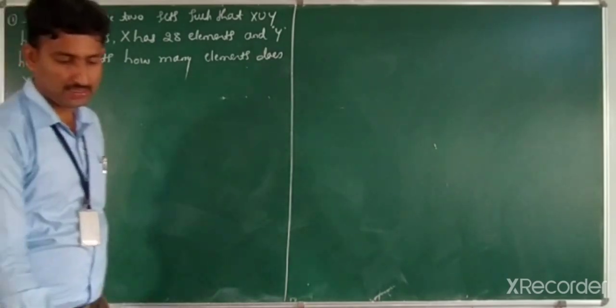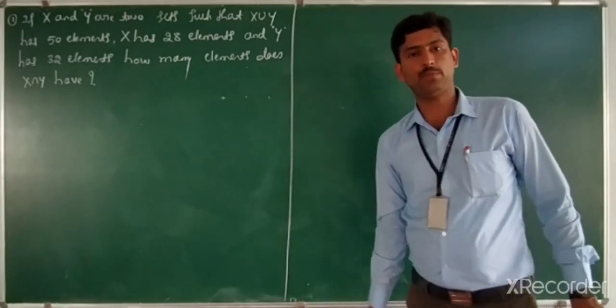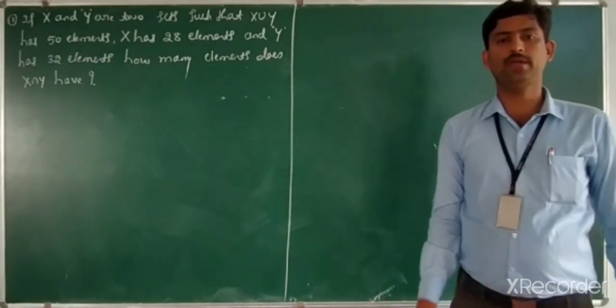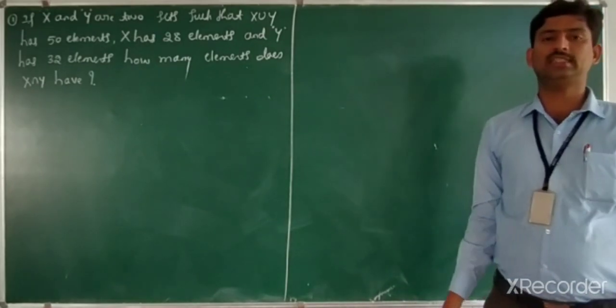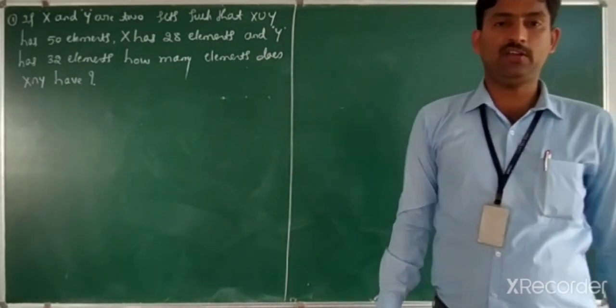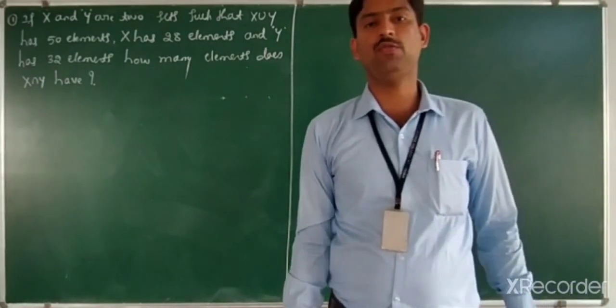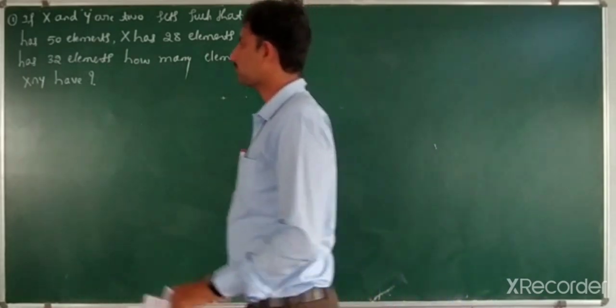How many elements does X intersection Y have? This is one of the practical problems. That practical problem we are going to solve in the mathematical formulation. Mathematical formulation in the sense we have to take this statement into some mathematical form. After that we will use the formulas of the list number 1. That is formula number 8.